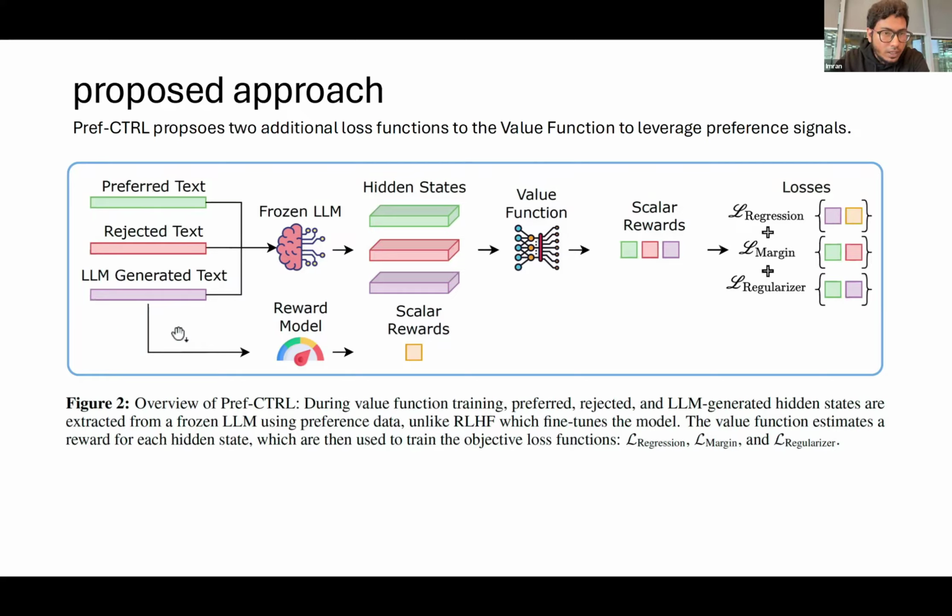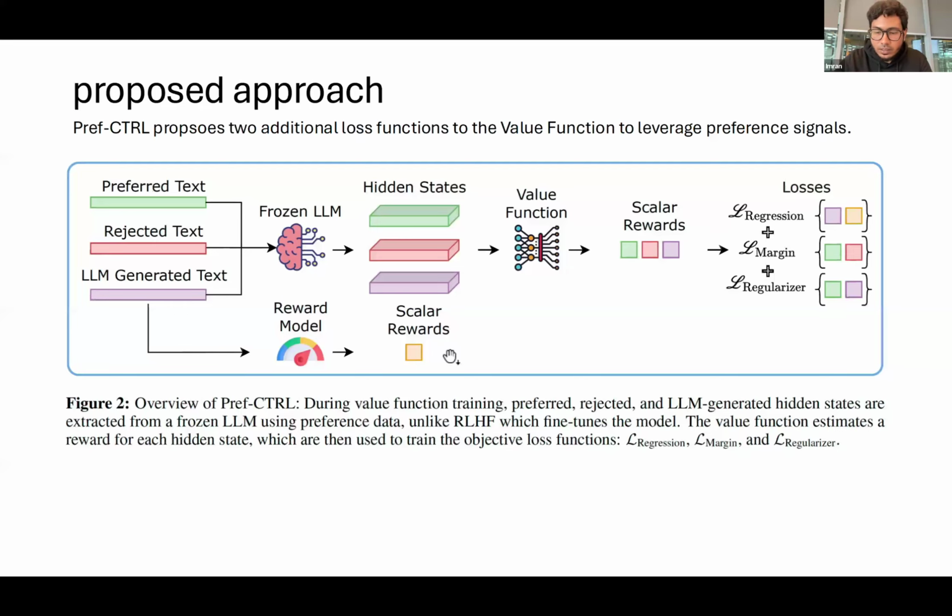So if we look at the very left, previously we only had the LLM generated text. Now we have preferred text and rejected text. These are all coming from the dataset itself. Then we use the frozen LLM to extract the hidden states for these 3 types of text. In this case, the green one represents the preferred hidden state, the red one is the rejected one, and the purple is the LLM generated one. And we have the value function, and these 3 inputs go to the value function, and the value function produces 3 scalar rewards instead of 1.